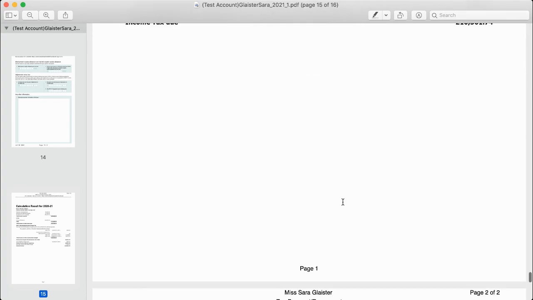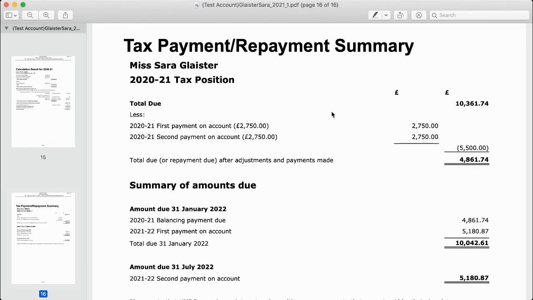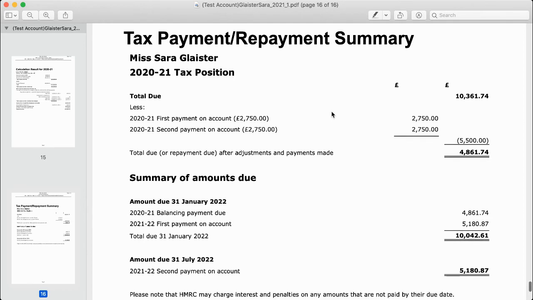Moving on to this second page down here, we've got your tax payment summary. This is showing what actual payments are due and when for the tax year. So we've got the tax due, the £10,361 that's been brought forward from the calculation page. That's the tax due for this year. Then we're deducting any payments on account that have been paid from the previous tax year. That's the £5,500, leaving a balancing payment of £4,861 here.